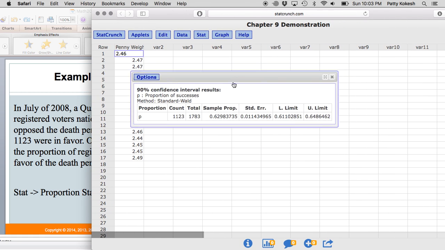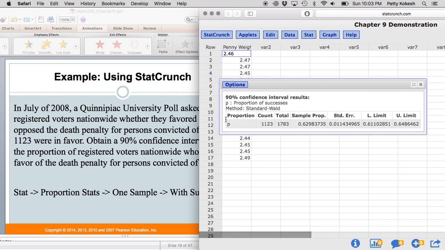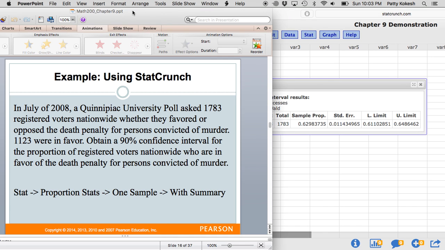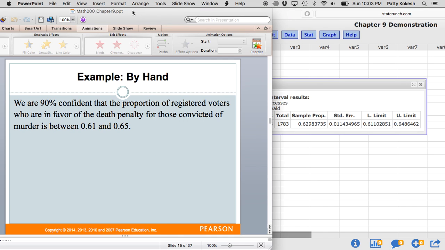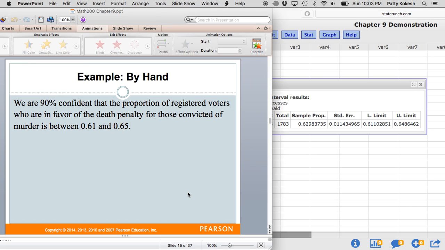And if we look here, you'll see it gives you a bunch of information. It calculates your sample proportion for you, that 0.63 that we got. It also calculates the standard error. And then it gives us a lower limit and an upper limit. So if we look back at what we had for our answer before, we had 0.61 and 0.65. We have the same things. These are a little more exact. They haven't rounded as much as we did. But we get the exact same limits.